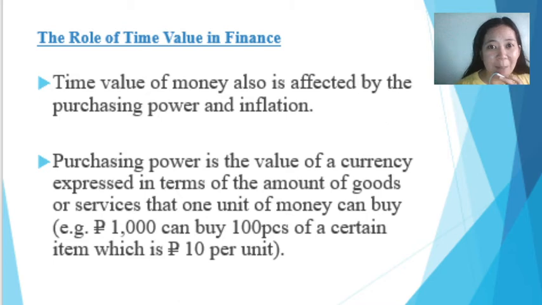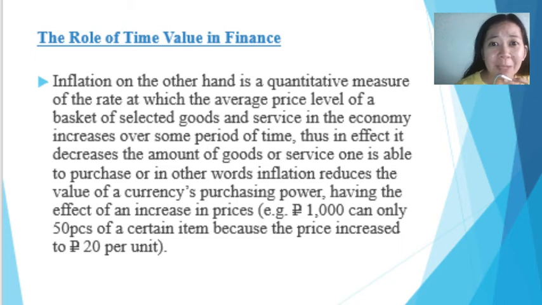We have here an example. For example, you have 1,000 pesos. Assuming that an item you would want to buy is selling at 10 pesos per unit, then you can buy 100 pieces of that item with your 1,000 pesos. So in this case, purchasing power means your 1,000 pesos can buy 100 pieces of that item. That is its purchasing power. So what about inflation?